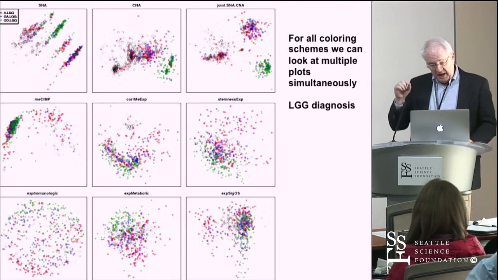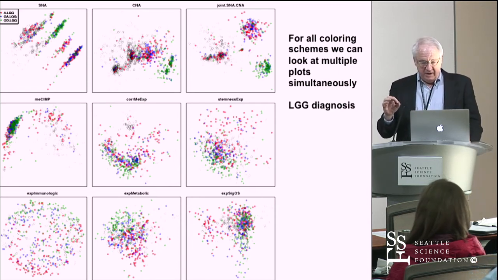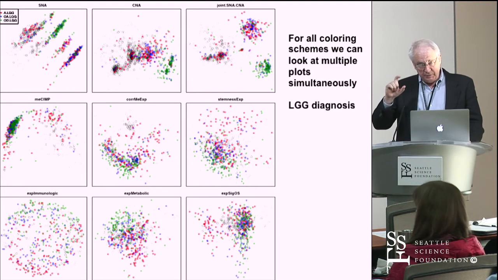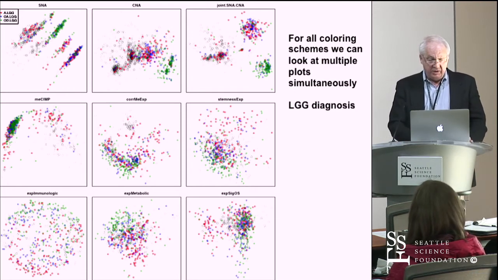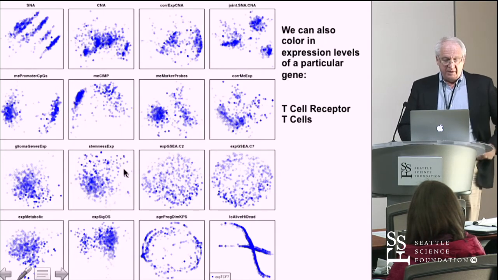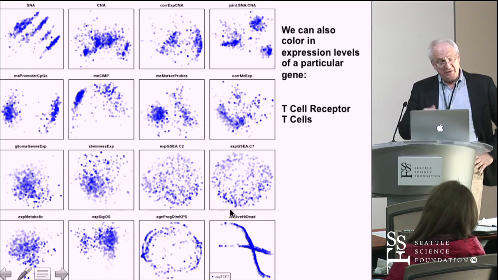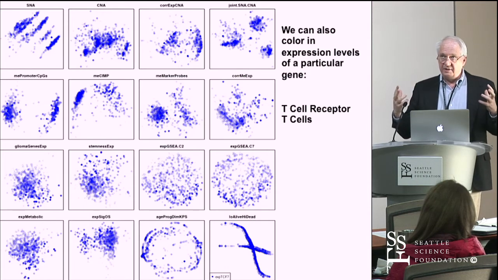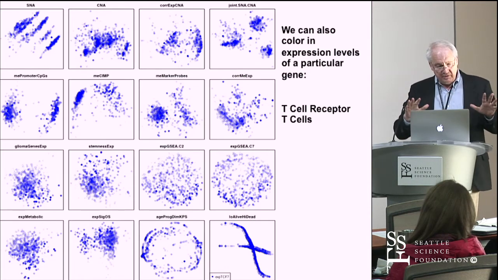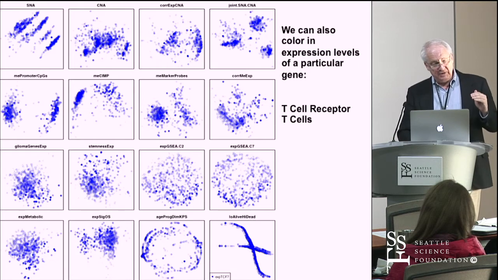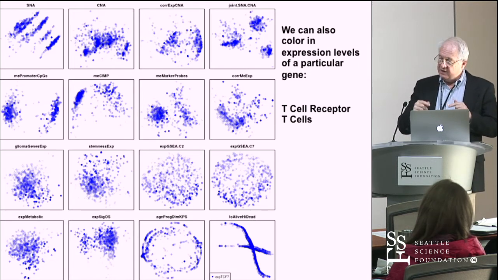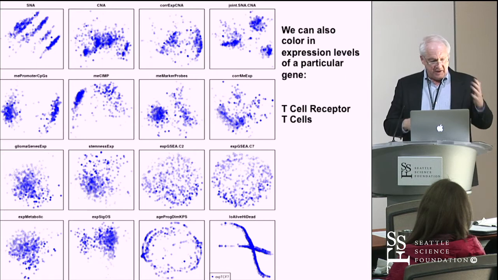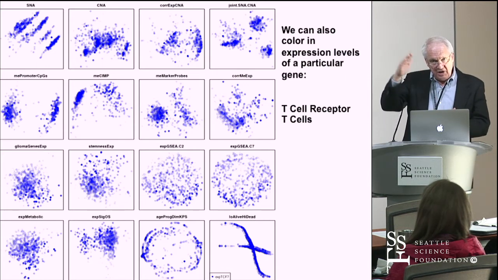We can also pick a particular gene and look at its expression quantitatively as the coloring scheme. So you can go to the next level up. Again, each one of these is the same tumors, distributed by all sorts of different collective data that was piped in to create the distribution. But the coloring scheme is now not quantal, in other words, yes or no. It's actually a gradation of how much.